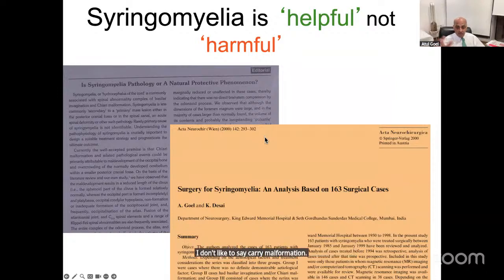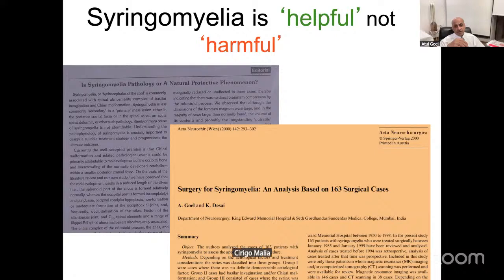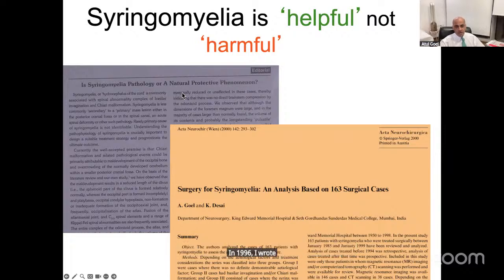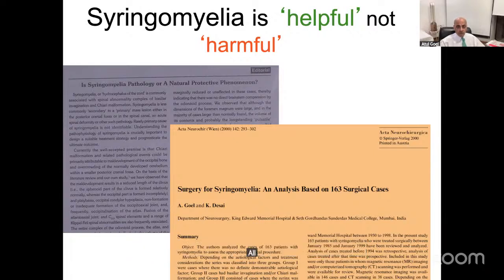Similarly, syringomyelia is another child of atlantoaxial instability. Syringomyelia is a product of atlantoaxial instability. It is helpful and not harmful. In 1996, I wrote this article: is syringomyelia a natural protective phenomenon? I have no hesitation to say. And I have to also let you know, the whole world was treating syringomyelia by syringopleural, syringosubarachnoid, all kinds of shunts, the whole world was treating.